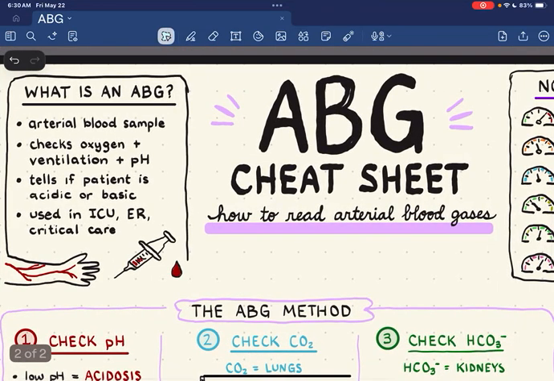Alright guys, so this is basically how doctors figure out if your body is getting enough oxygen and if your blood is too acidic or too basic.